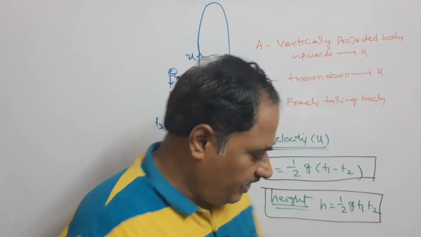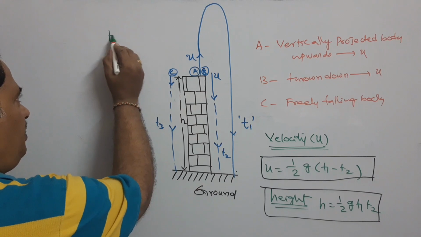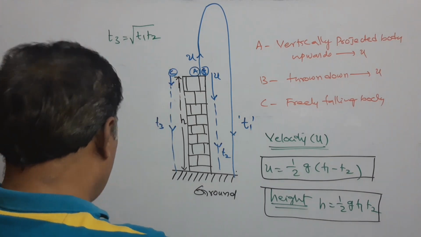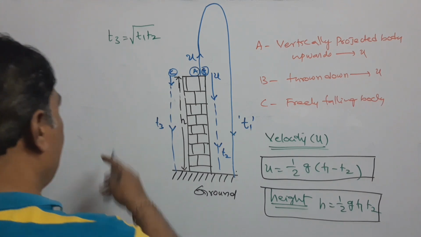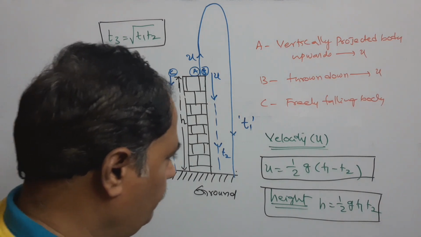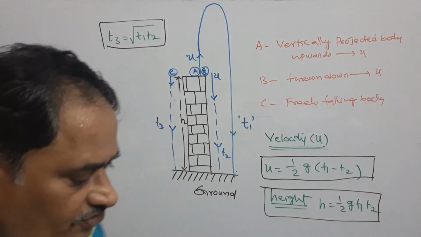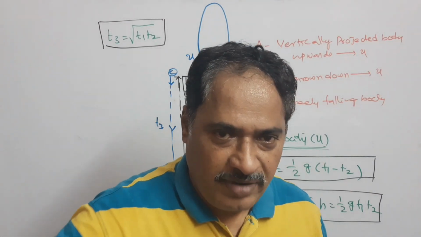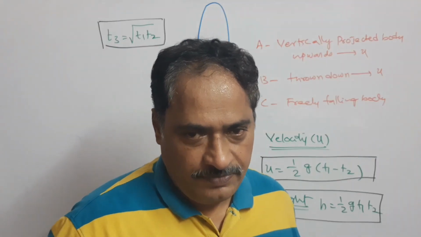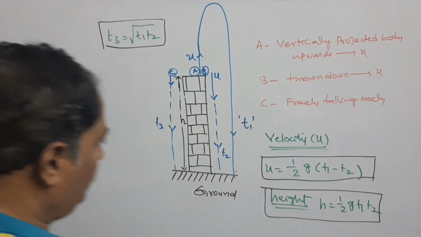By using t1 and t2, if you want to calculate the time of free fall t3, that value can be calculated directly as under root of t1 t2. t3 is equal to under root of t1 t2. So this is one of the shortcuts. Next shortcut and third shortcut. That means by writing those equations, you are able to produce these three. I will write that equation. By solving those equations, you will get the results.